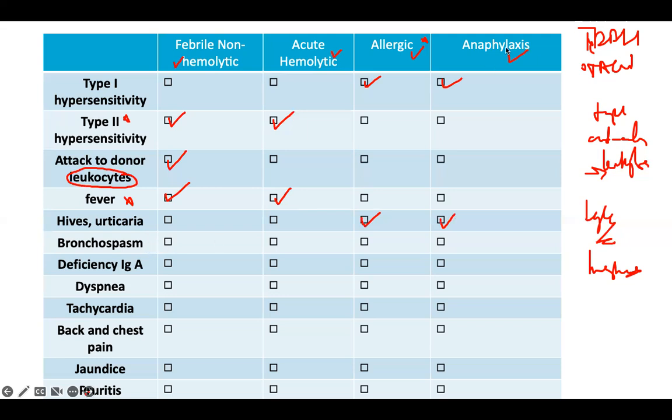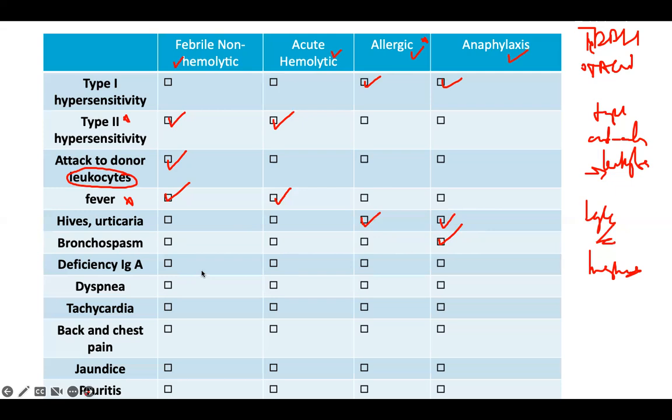Like I said, anaphylaxis is usually a severe form of allergy, and you don't get it in the febrile non-hemolytic or hemolytic. You don't get it in allergy. If you see an allergic reaction from blood transfusion with bronchospasm, we call it anaphylactic reaction.